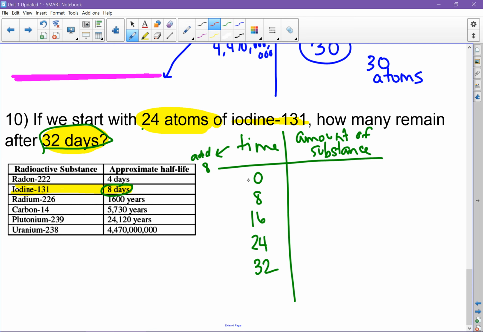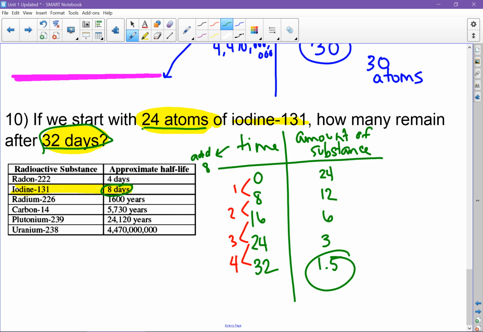So that means that we had 1, 2, 3, 4 half-lives happen. So we're going to take our original amount and divide it in half 4 times. I started with 24 atoms. Divide that in half once, and you get 12. Divide in half again. Divide in half again. Divide in half again. This is the final teeny tiny amount that you will have left. Alright, let me know if you still need a little bit of help.